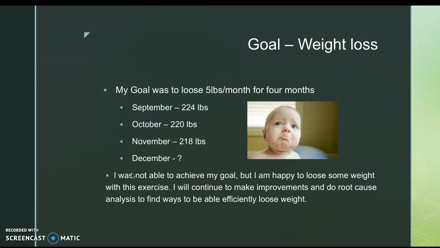So my goal of the project was to reduce 5 pounds over 4 months. In September, before the project, I started with 224 pounds. In October, this is based off the average weight taken on 10 days randomly during the month. So in September, I was weighing around 224 pounds. In October, I reduced 4 pounds, so that's great. I reduced 4 pounds in October to 220 pounds. In November, I was weighing 218 pounds. So of course, it's pretty visible from the data that I was not able to achieve my goal.